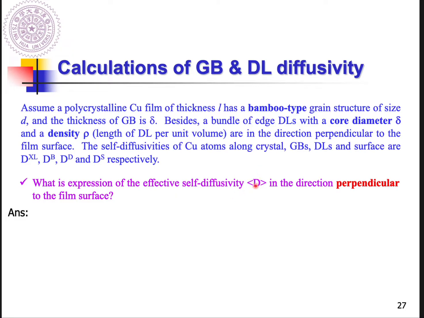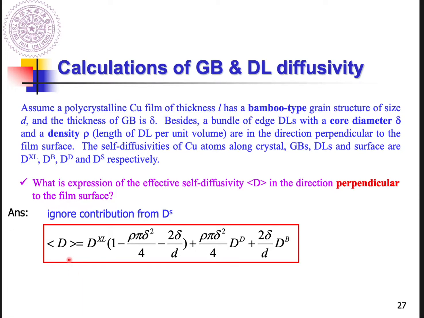So effective diffusivity is perpendicular to the film surface, so we don't need to consider the diffusivity contribution from parallel with the film surface. So we ignore the contribution from the free surface. For the rest, we need to get the effective diffusivity. We need to calculate the ratio of the contribution from the DD and DB, because what we have is DXL, DD, and DB.